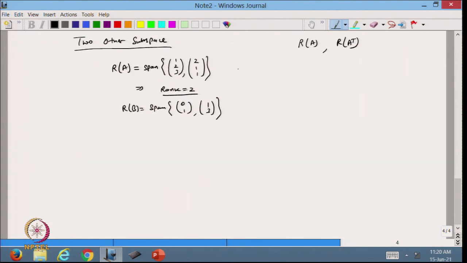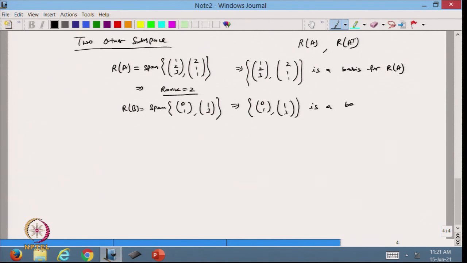And these are also linearly independent. So, I can say that the vectors 1, 2, 3 and 2, 1, 1 are a basis for the range space of A, and 0, 1 and 1, 3 are a basis for the range space of B. So, the range space of A is a subspace of R3 and the range space of B is a subspace of R2.